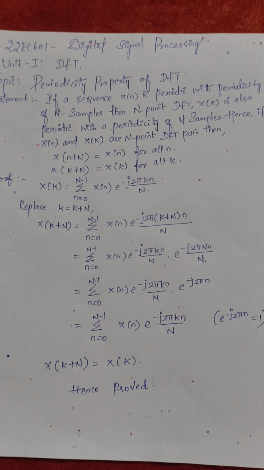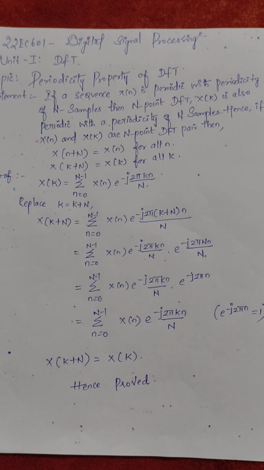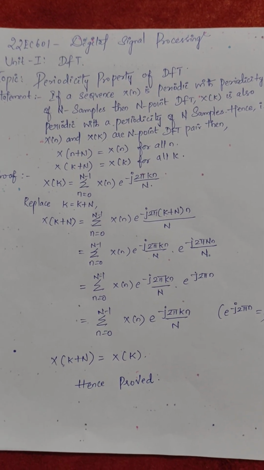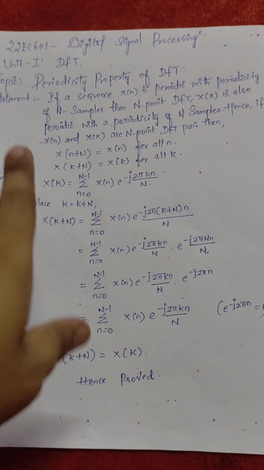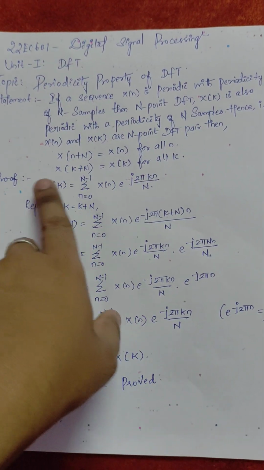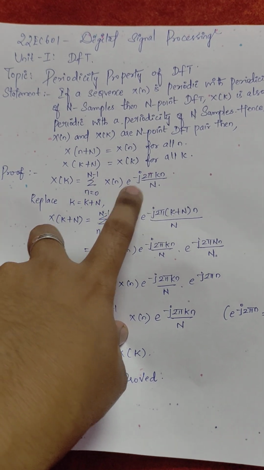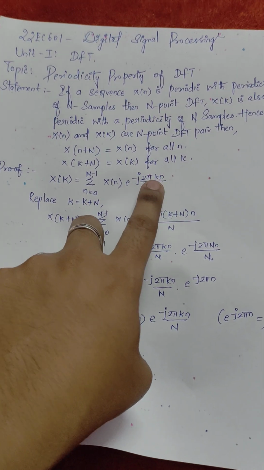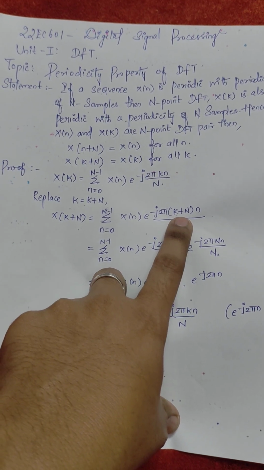We have the DFT formula X of k equal to summation n equal to 0 to N minus 1 x of n e power minus j 2 pi k n by N. We have the twiddle factor here. Replace k with k plus N. Then substitute k plus N in this equation. Therefore, X of k plus N is equal to summation n equal to 0 to N minus 1 x of n e power minus j 2 pi times, what is k here? k plus N, into n by N. So I have replaced k with k plus N.